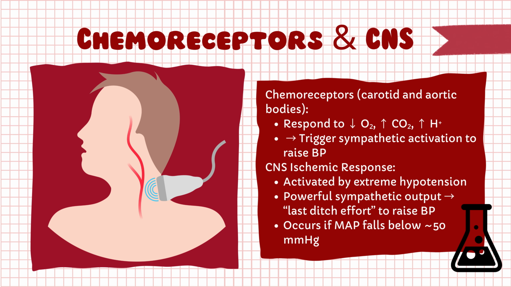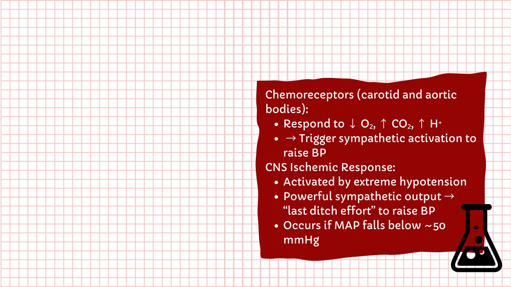Chemoreceptors, located near baroreceptors, detect changes in oxygen, carbon dioxide, and pH. Low oxygen, high CO2, or low pH triggers sympathetic activation, vasoconstriction, and increased ventilation. The CNS ischemic response kicks in when brain perfusion drops severely. It causes intense sympathetic output as a last-ditch effort to raise blood pressure. This activates when MAP falls below 50 mm of mercury, usually in severe shock or blood loss.